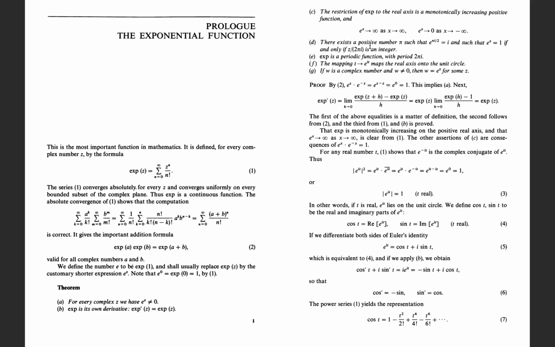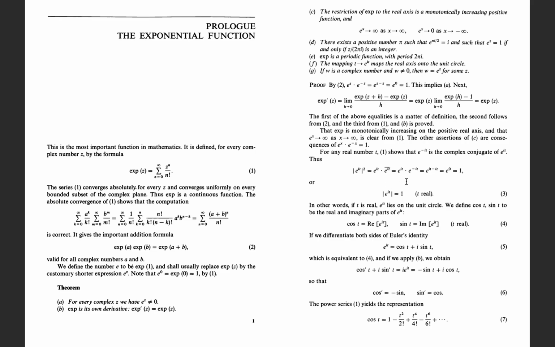There exists a positive number pi such that e to the pi i divided by 2 equals i. So why can we find this? If we have e to the it with t equal to pi divided by 2, we have cos pi divided by 2 plus i sine pi divided by 2. So cos pi divided by 2 equals 0, and it's crossed out. We have now i, and sine pi divided by 2 is obviously 1. So e to the pi i divided by 2 equals i. That's the answer.